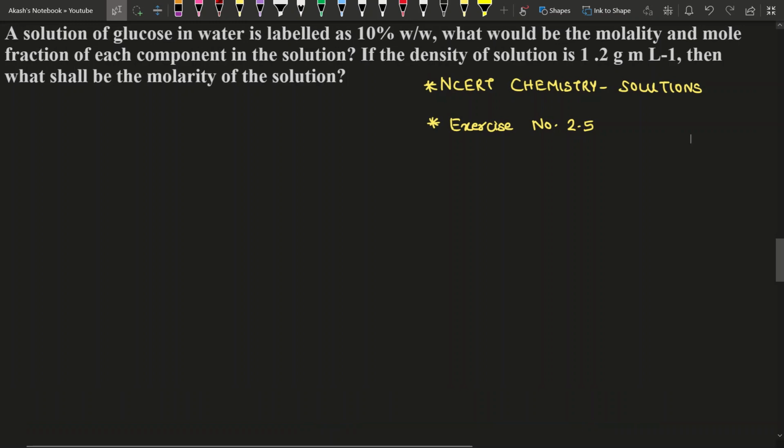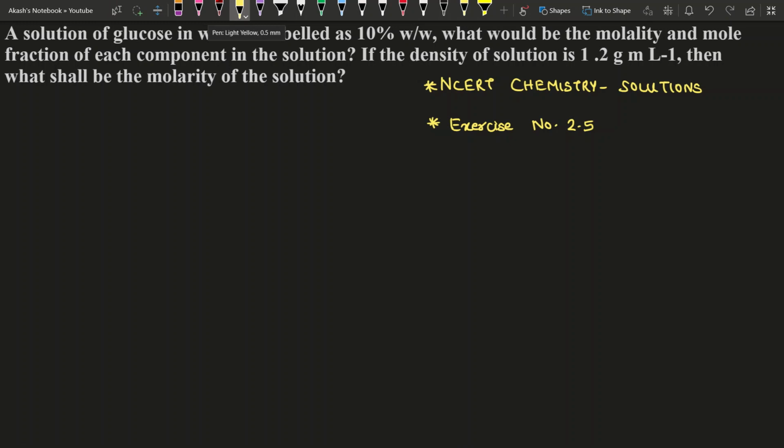The question is, a solution of glucose in water is labeled as 10% weight by weight. What would be the molality and mole fraction of each component in the solution? If the density of solution is 1.2 grams per milliliter, then what shall be the molarity of the solution? Okay. So, the data given is that there is a solution of glucose in water.